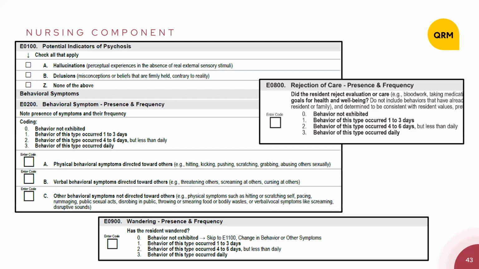So this is just a snapshot of what that looks like on your MDS. You've got your hallucinations and delusions, which is simply checking if they had those at all during that look back period. And then you've got your other behaviors, which gives you an option to choose. It didn't happen all the way up to daily. So essentially on your MDS, you have to have those items coded as a 2 or a 3.